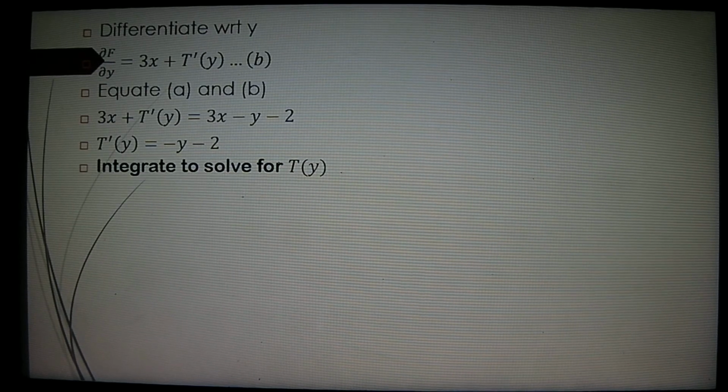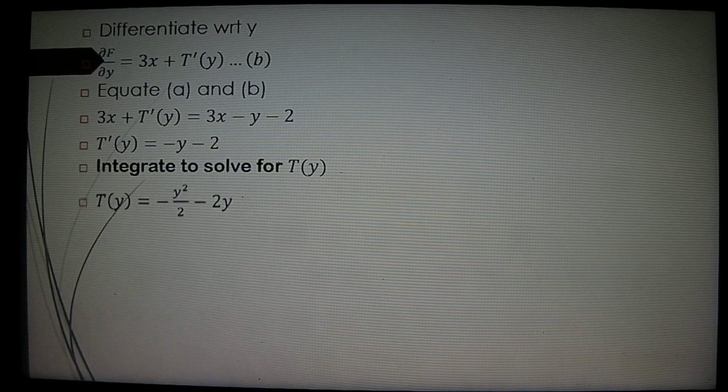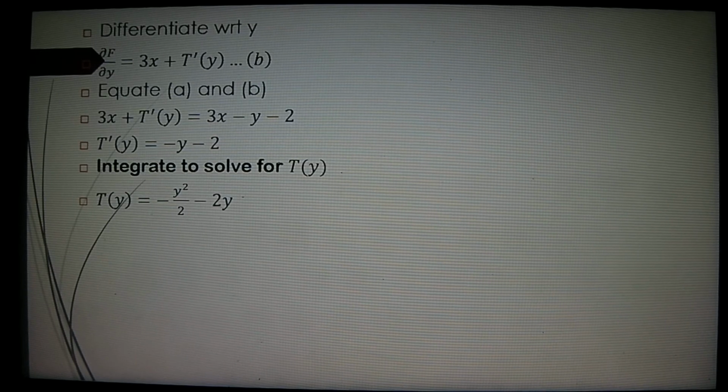Equate A and B. So you have 3x + t'(y), you shall have to equate that to 3x - y - 2. That is our equation A. So therefore, solving for this last equation, t'(y) equals negative y minus 2. So we have to integrate that to solve for t(y). So t(y) equals negative y squared over 2 minus 2y.